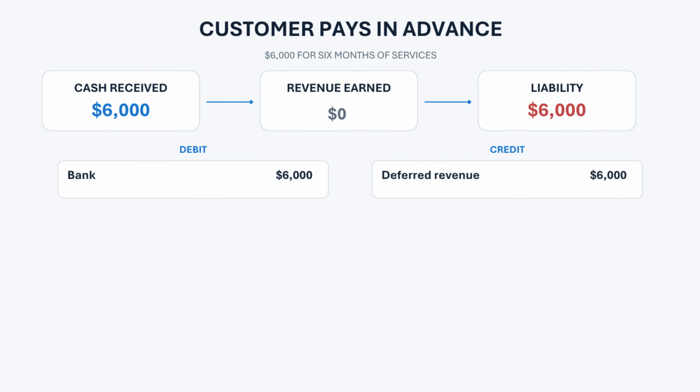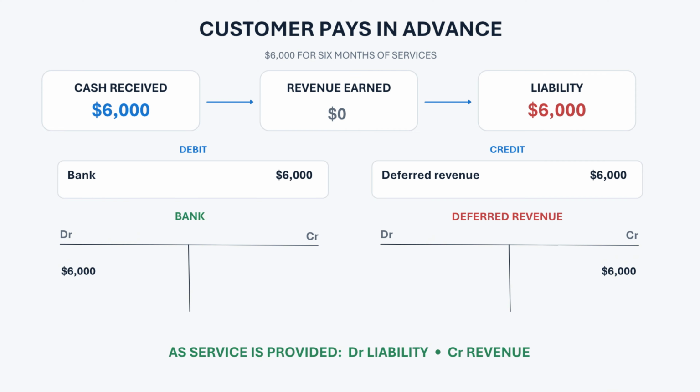As we provide the service, the liability reduces and revenue is recognized. If the service is appropriately recognized evenly over 6 months, that's $1,000 per month. So each month, debit the liability, $1,000, credit revenue, $1,000. Now notice how different this is from cash accounting. The $6,000 entered the bank, but that does not mean $6,000 of revenue was earned immediately.